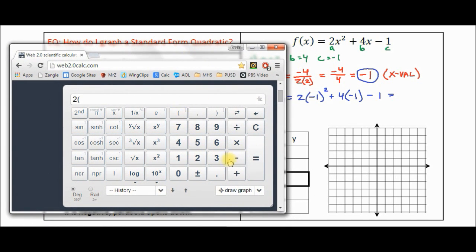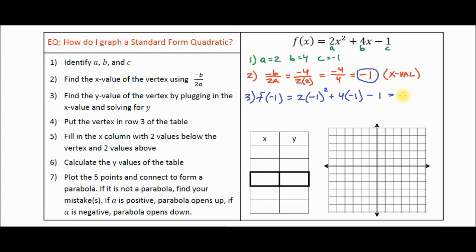2, and then in parentheses, negative 1. Close parentheses. We will square that term. That's going to look different than a lot of your calculators. Don't worry about that. And plus 4 times negative 1 minus 1. Hopefully you've got yours done already. So this is 2 times negative 1 squared plus 4 times negative 1 minus 1. We press equal, and our answer is negative 3. So we end up with negative 3, and that is the y value of the vertex. I can take that value now and circle it.